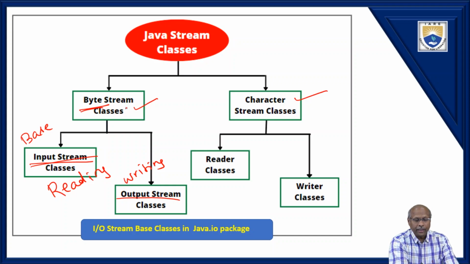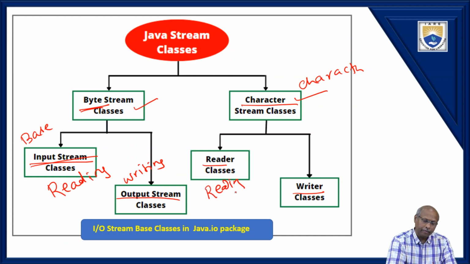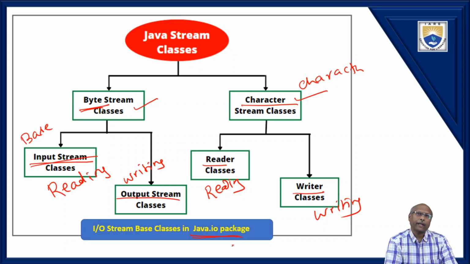Similarly, I told you there is one more stream called character stream. This is a special stream which deals in terms of characters, whereas the other is in terms of bytes. The character stream also has two base classes: one is Reader, another is Writer. Reader is for reading purposes, and Writer is for writing. All these base classes are available under the IO package. So for IO-related programs, you require the IO package, and you have to import java.io.*.